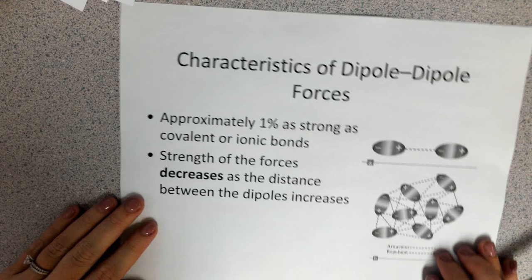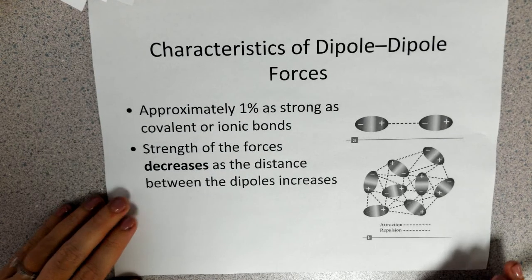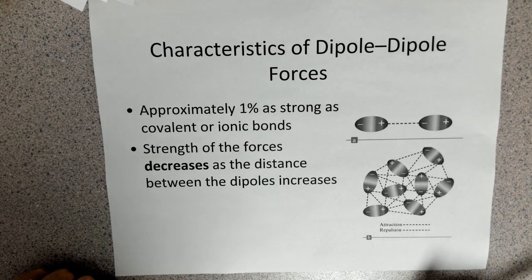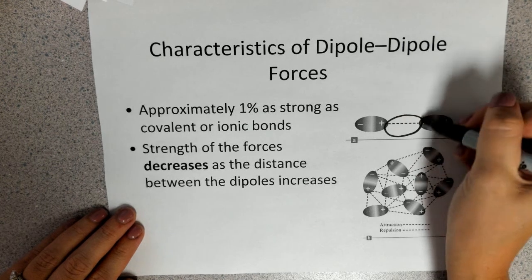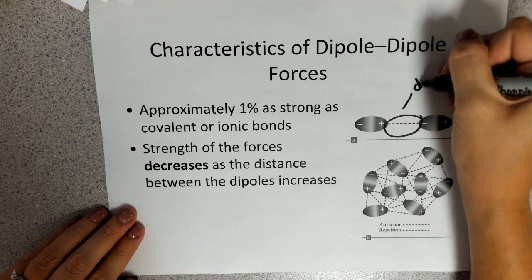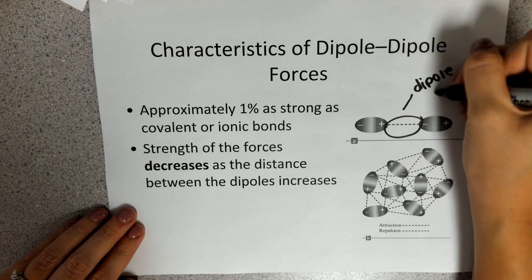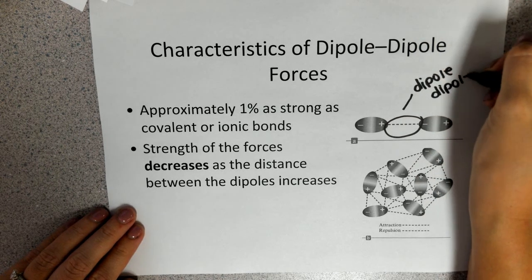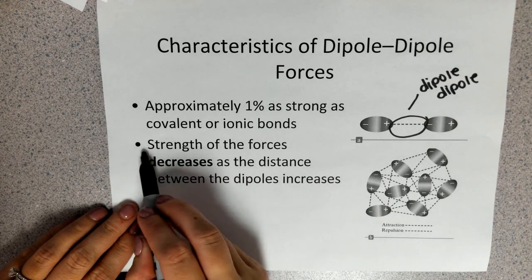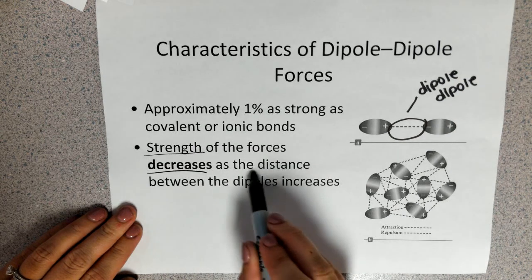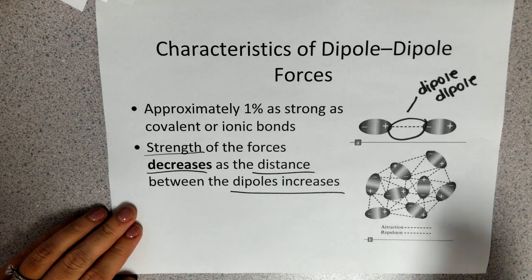So some characteristics of dipole-dipole forces. They are approximately 1% as strong as covalent or ionic bonds. So it is much easier to break the dipole-dipole force than it is to break the bond between atoms. Dipole-dipole forces' strength will decrease as the distance between dipoles increases.